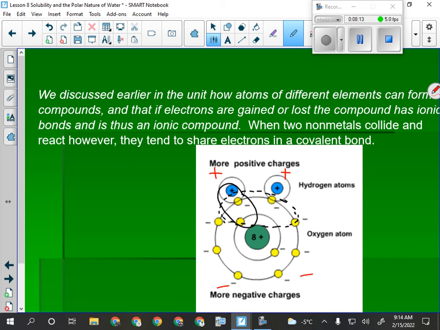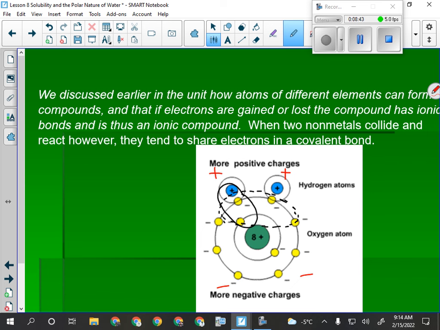Okay? It's almost got kind of 4 poles, hence the name polar molecule. Just like Earth has a north and a south pole, the water molecule has a positive and a negative pole. It actually has 2 positive poles and 2 negative poles, but it works kind of that way. So the top of a water molecule is positively charged, and the bottom of it is negatively charged, because the electron sharing isn't equal.